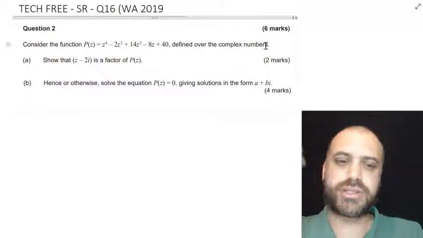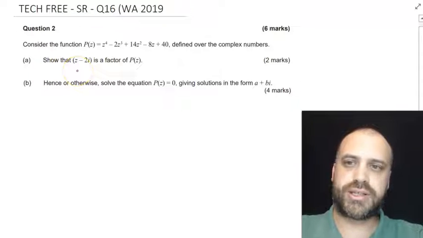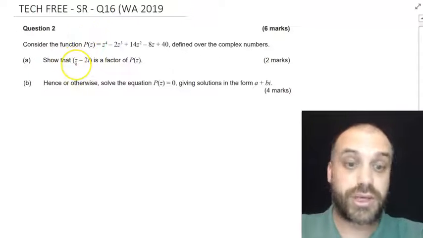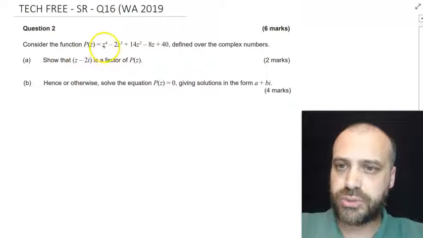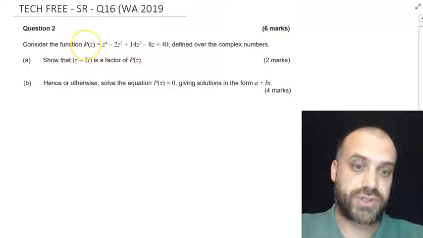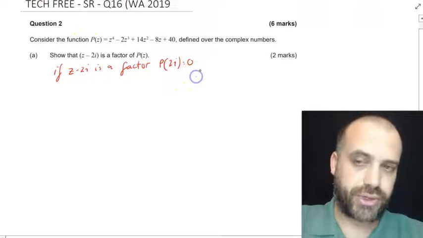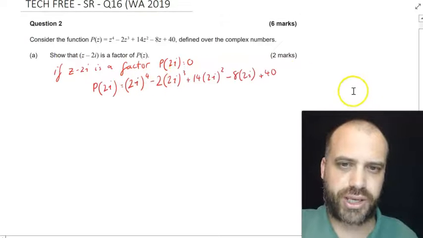Let's do it. Alright, so it's complex numbers here. We need to show that z minus 2i is a factor of that. So if z minus 2i is a factor, then I should be able to substitute 2i in for z and get an answer of 0. Alright, so there's that just in written form. Alright, let's sub 2i in there. Alright, I've subbed 2i into there.